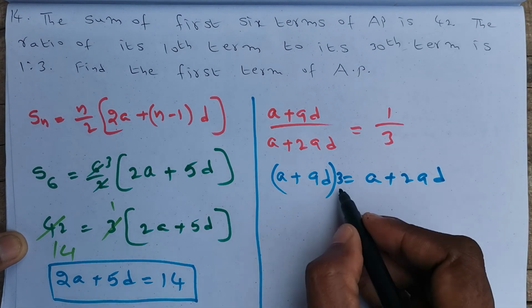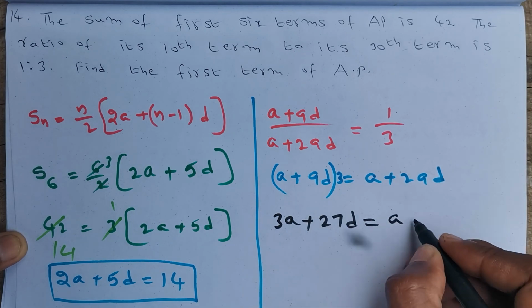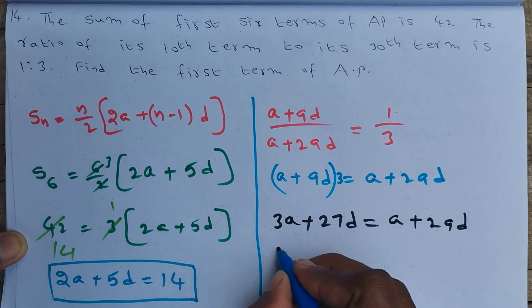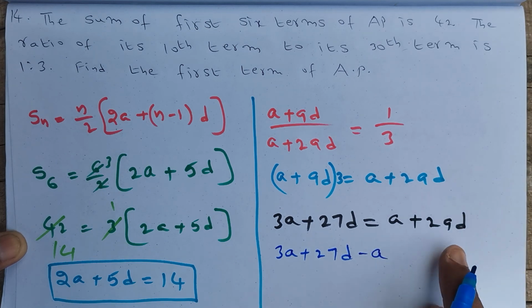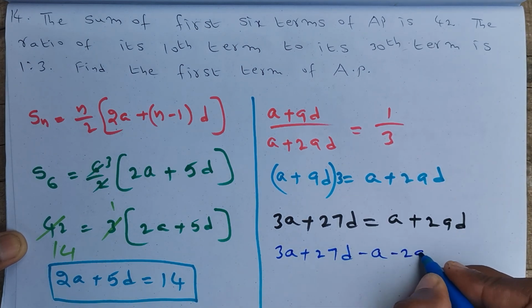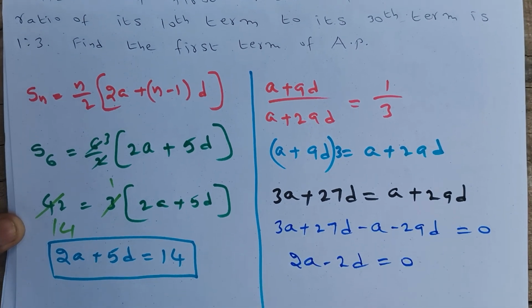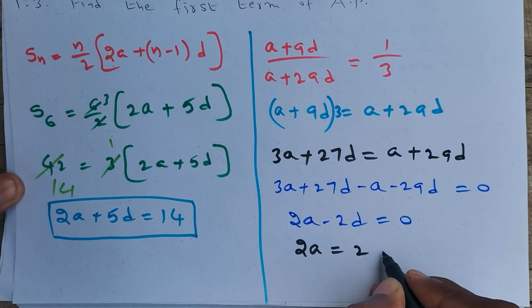Outside number into first number, 3 into a, 3a, plus 3 into 9d, 27d, is equal to a plus 29d. Everything I'll bring to one side. 3a plus 27d, plus a, if I take it to the left side it will become minus a, plus 29d, if I bring it to the other side it will become minus 29d, is equal to 0. 3a minus a is 2a, 27d minus 29d is minus 2d, is equal to 0. Minus 2d I will take to the right side, then it will become plus 2d. 2a is equal to 2d.